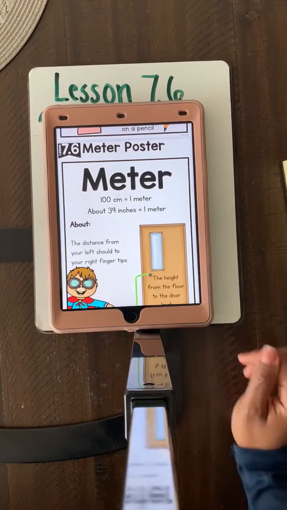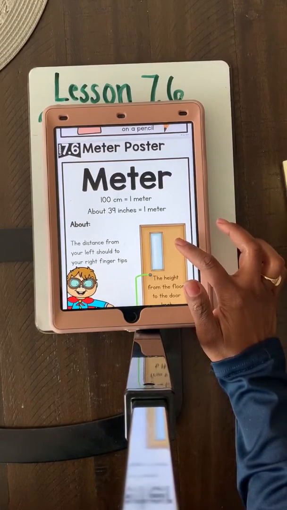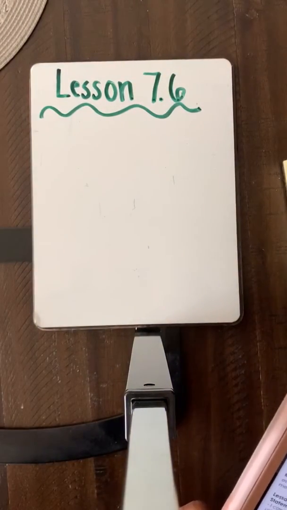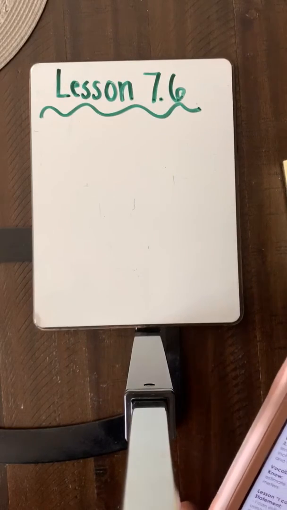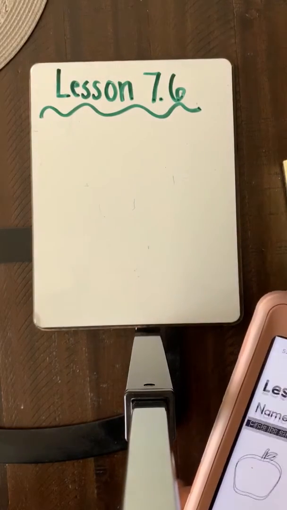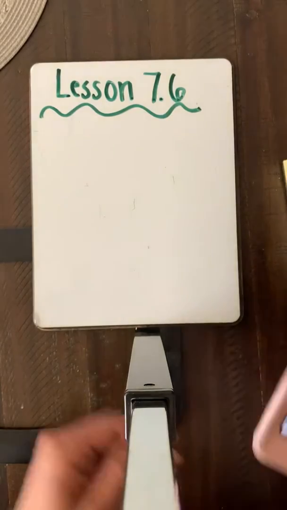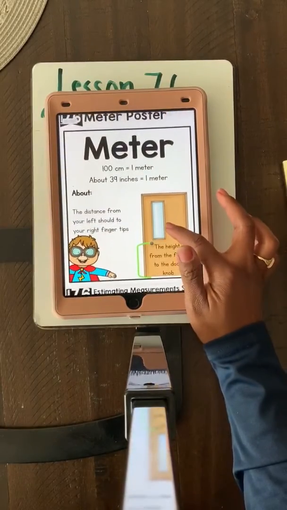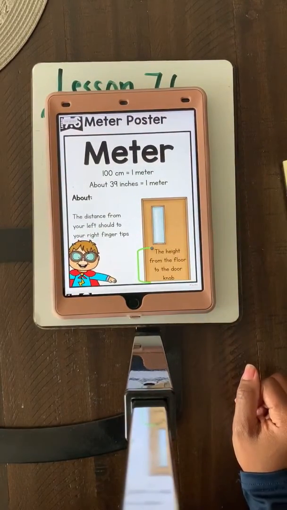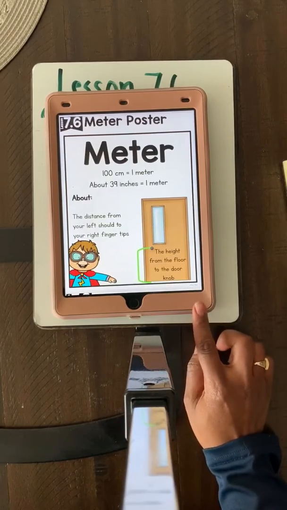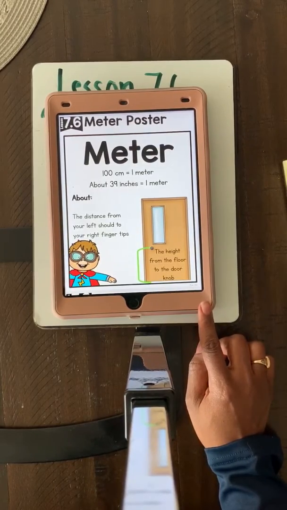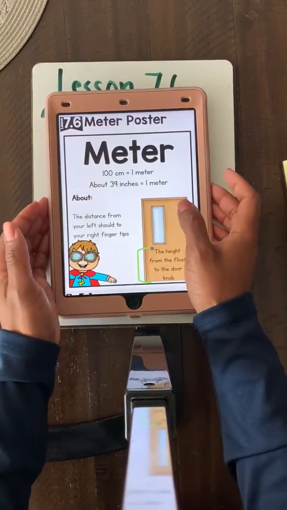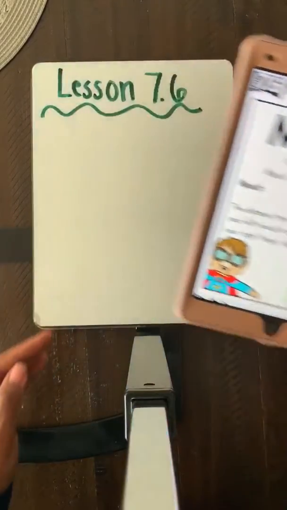Now I want you to think back. Think about a building. For a building, would you use centimeters or a meter to measure it? If you guessed the meter, you are correct. The meter is the larger unit of measurement, and you will be able to measure the height of a building much quicker with meters than with centimeters.